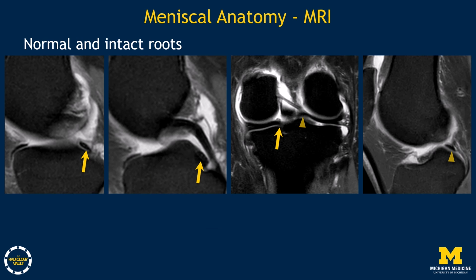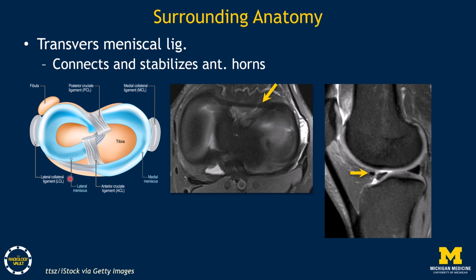Root tears have received increased recognition in recent years, particularly because of their previous underdiagnosis at both MR imaging and arthroscopy. So make sure you pay attention to both the medial and the lateral posterior root attachment on sagittal and coronal images. On coronal image, you can visualize their attachment adjacent to the PCL attachment site. The transverse meniscal ligament connects and stabilizes the anterior horns. On sagittal images, this ligament can simulate a tear.